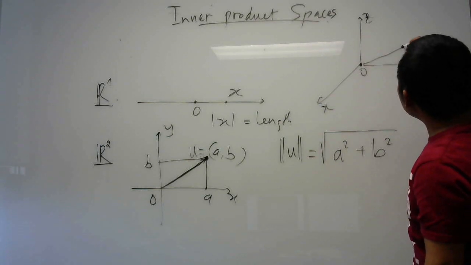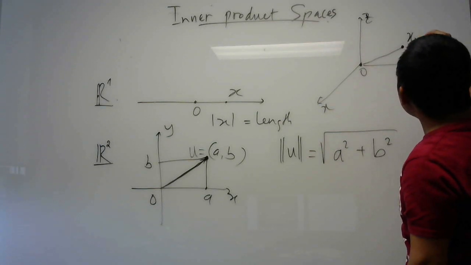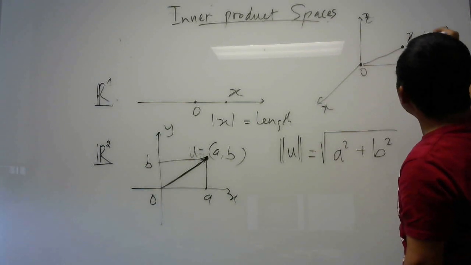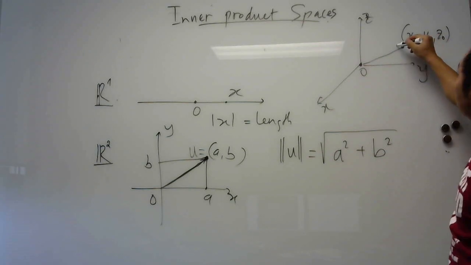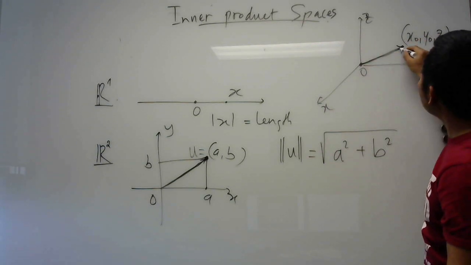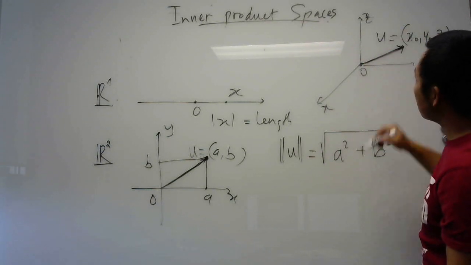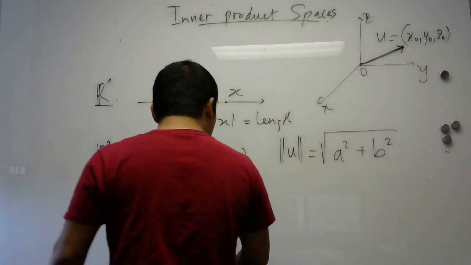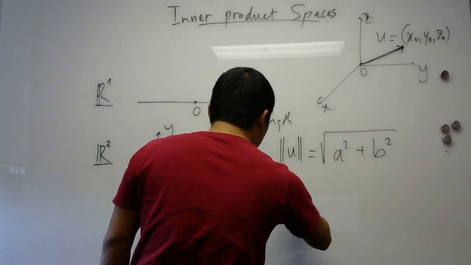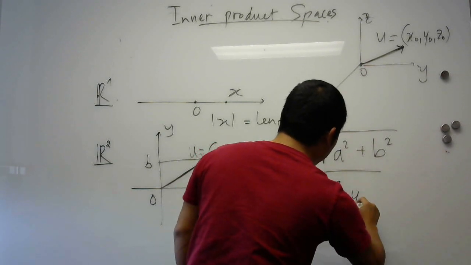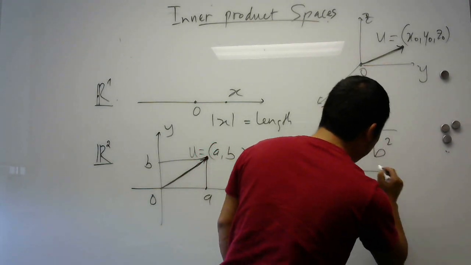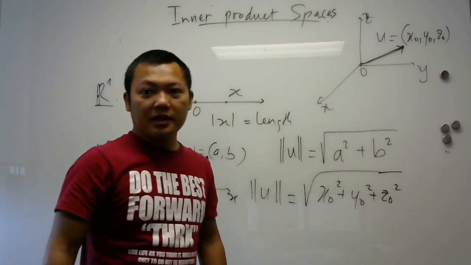If you have some vector, let's say x0, y0, and z0 in here, we can measure the length of this vector. Let's say this is u. In that situation, the u norm equals the square root of x0 squared plus y0 squared plus z0 squared. So it's pretty easy, right?